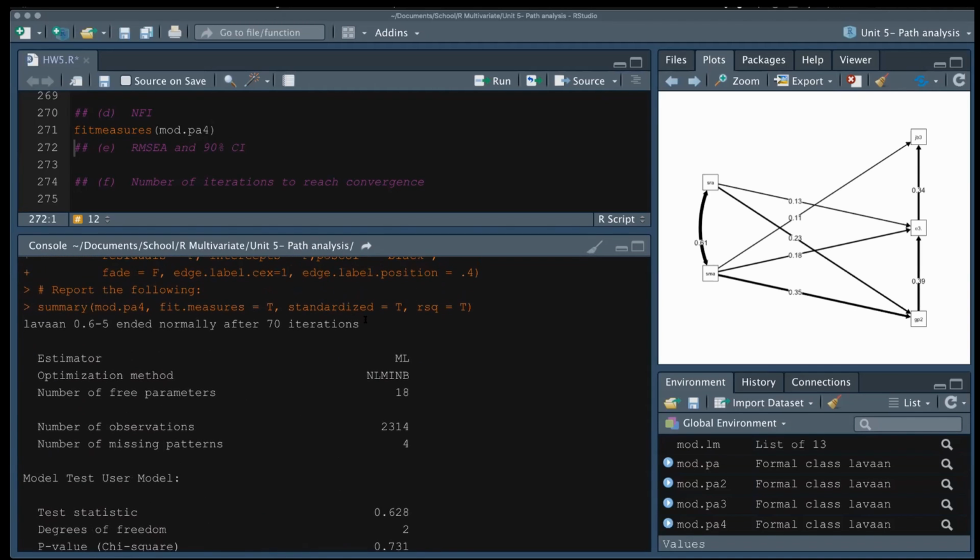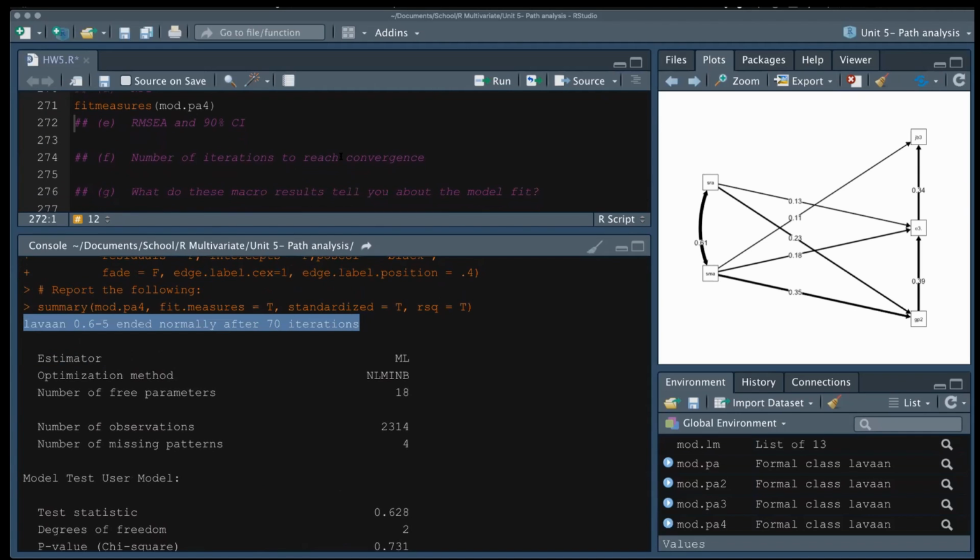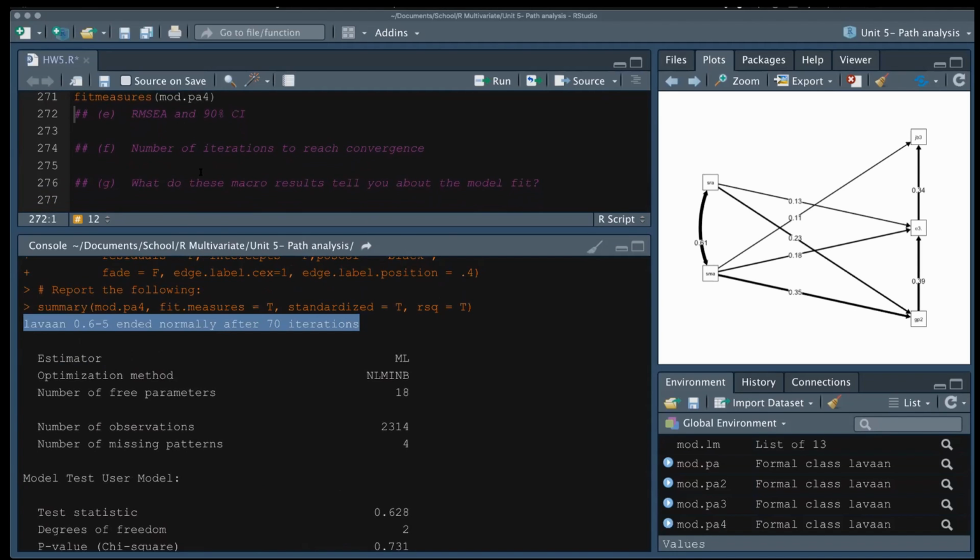Our iterations print up here at the top. So this converged in 70 iterations. And again, as far as lavaan goes, 70 iterations is basically nothing. The default is 500 iterations. So it's not uncommon for these to have to run for a pretty good number of iterations, especially as things get more complex. But in this case, 70 iterations is a pretty good, stable solution.